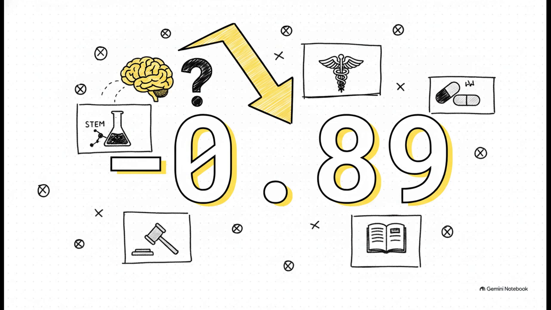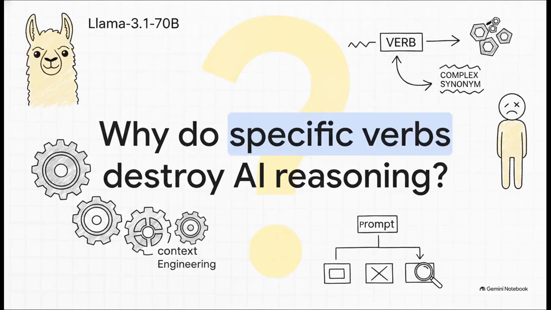The researchers went in and systematically substituted normal words with highly specific synonyms across STEM, medicine, and law datasets, and the AI's performance actually tanked. Which forces us to ask a really weird question, right? Why does a massive, incredibly capable model like Llama 3.1 70B suddenly fail at standard math and logic problems just because we swapped a simple verb for a highly specific, complex synonym?